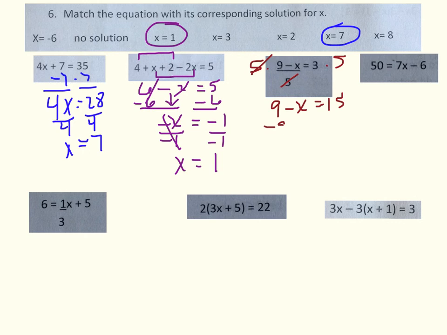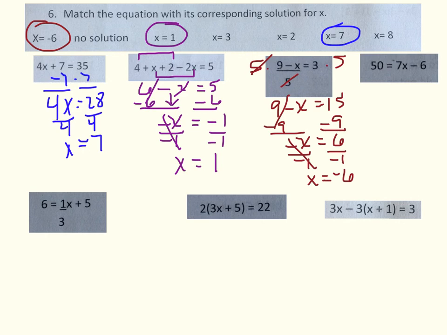Well, if I went ahead and subtracted 9 from both sides, the 9's cancel on the left side, bring down your negative x, equals, and 15 minus 9 is 6. Well, if you divide both sides by negative 1, that takes care of that negative, you get x is equal to negative 6, which is the very first one. Okay, so now we've done 3 problems that all include isolating the variable by itself.